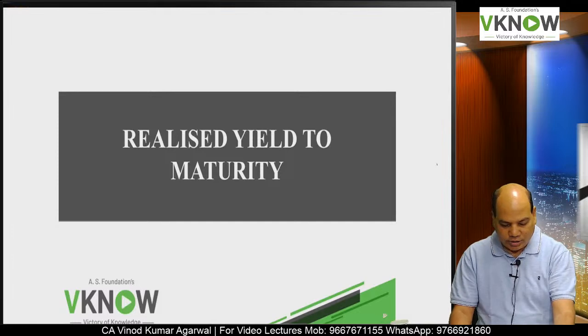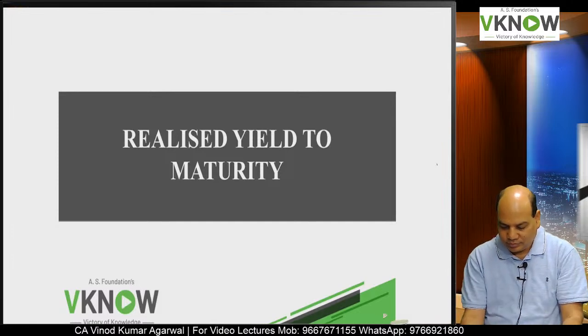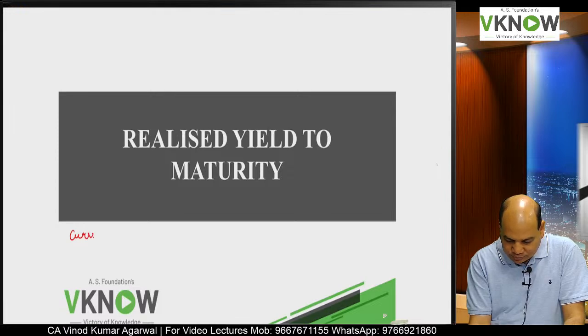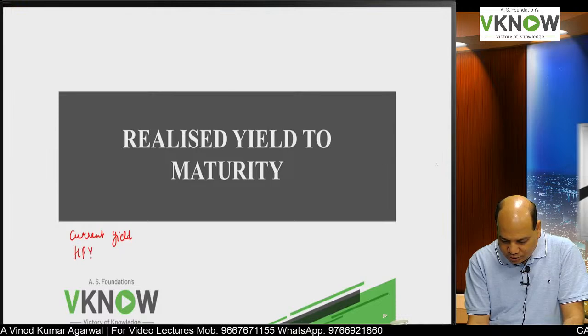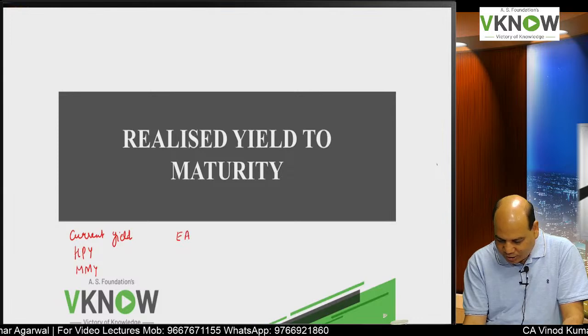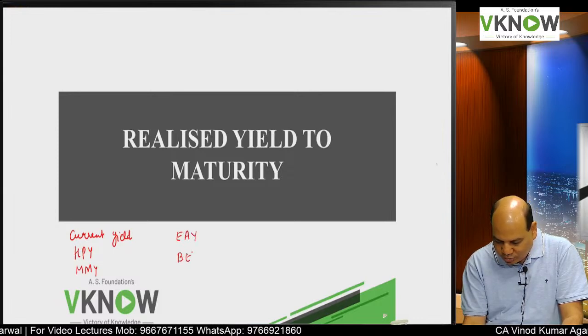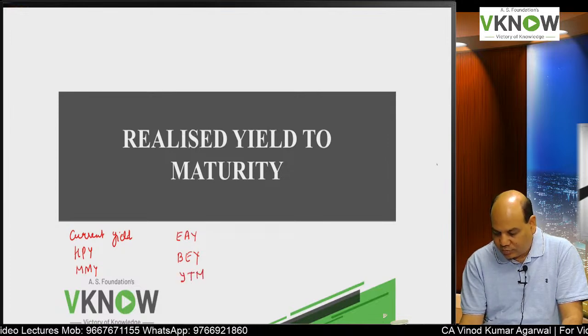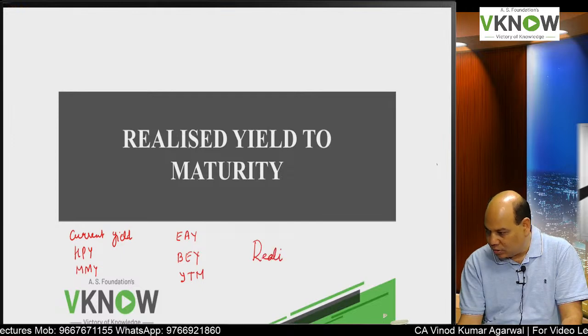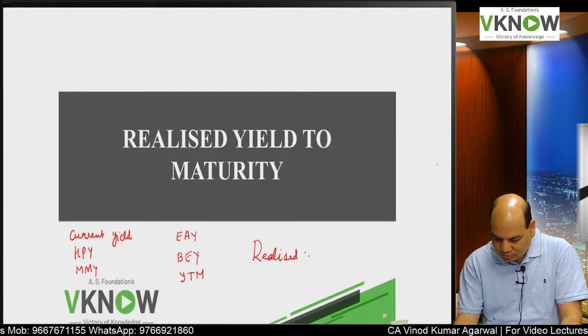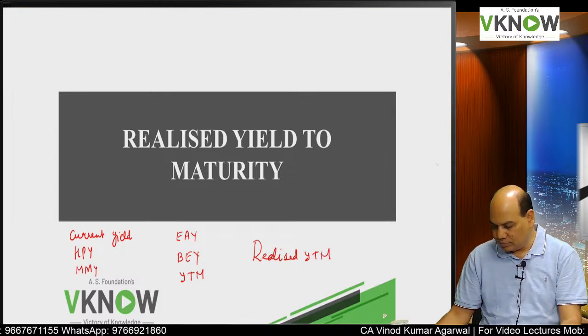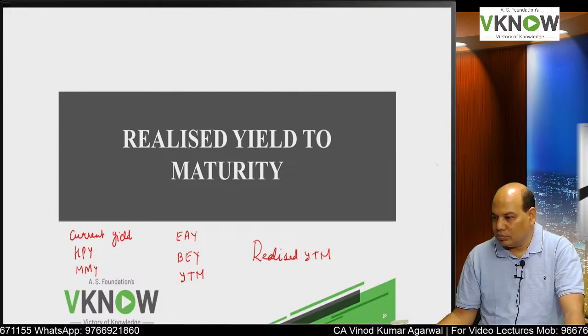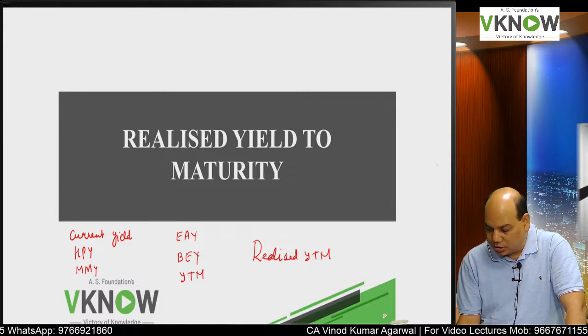So we have already seen current yield, holding period yield, money market yield, effective annual yield, bond equivalent yield, yield to maturity, and now one more yield we will see is realized yield to maturity. Okay. So what is realized yield to maturity?